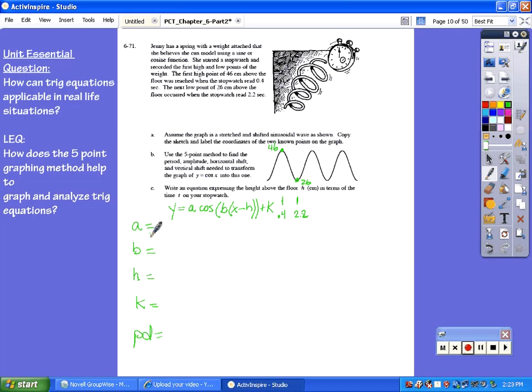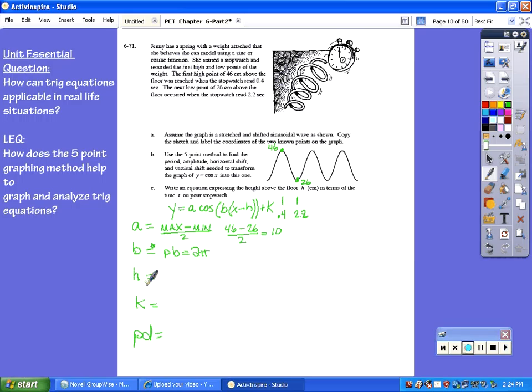Amplitude. Okay, now the amplitude here is pretty simple to find. There is an equation you can use. All you need to do is take your max minus your min divided by 2. And that'll give you the amplitude. So 46 minus 26 divided by 2. So that's going to be 10. B, we already have one. It's period times B equals 2 pi. We'll come back to that.